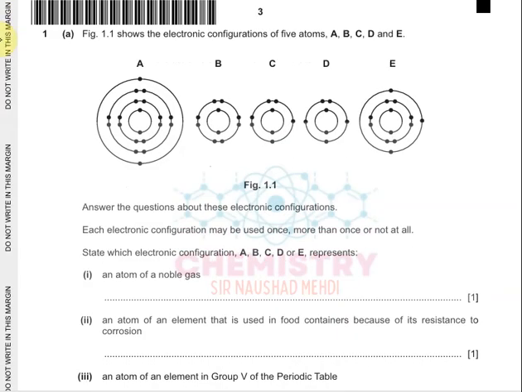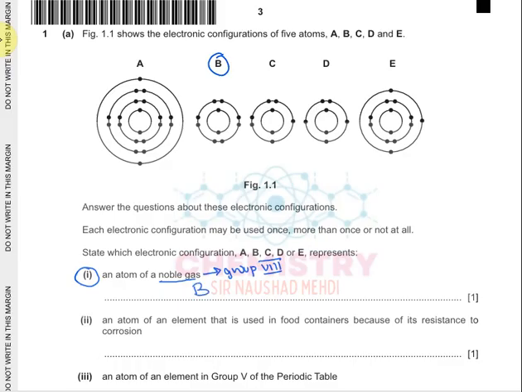In the first part, it is saying an atom of a noble gas. As you all know, the noble gases are present in group 8 of the periodic table, and these elements have their complete outermost shell with 8 electrons present in them. So out of this, you can see in option B, this is the large shell and already the 8 electrons are present. So B is the answer.